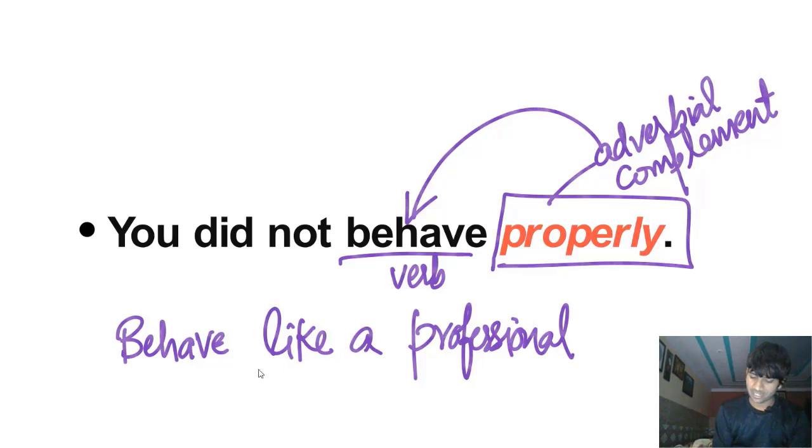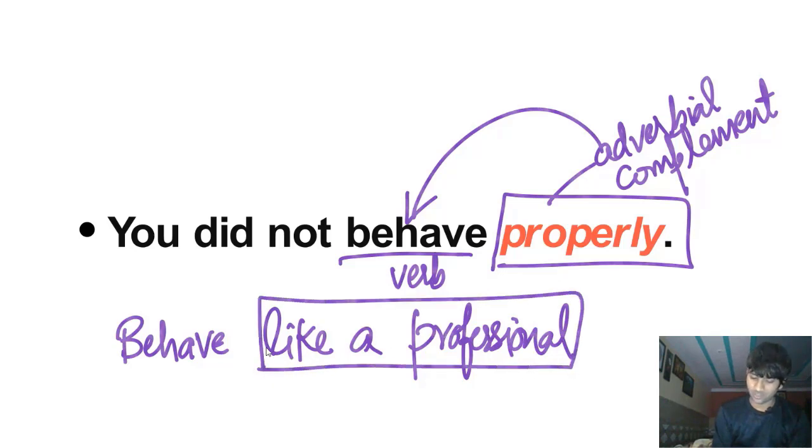So here again, like a professional is an adverbial complement, right? If you remove it from the sentence, it will stop giving the same meaning. If I just say behave, you'll ask me how. How do you want me to behave? In what manner you want me to behave? All right. So the manner of the action is important with this verb behave.